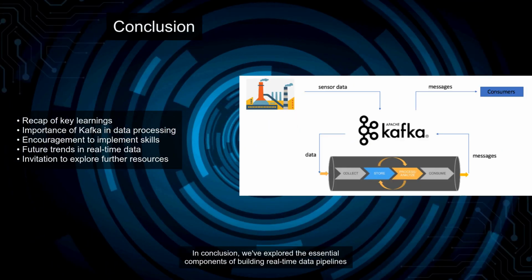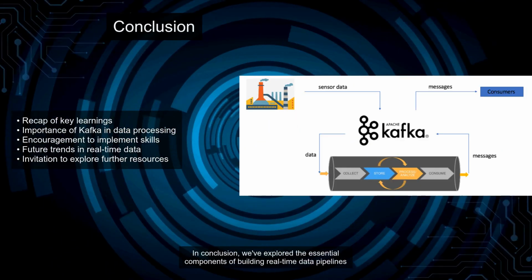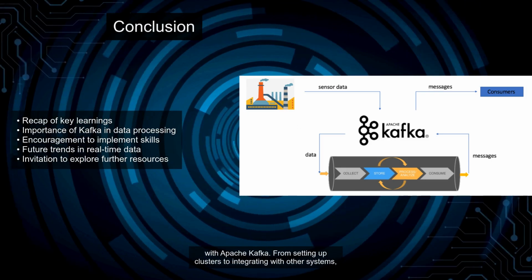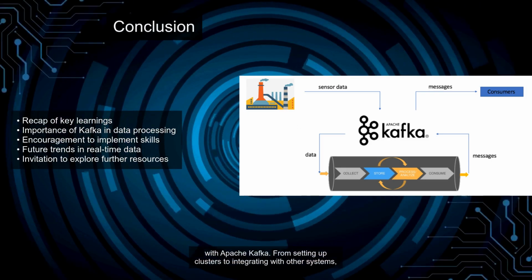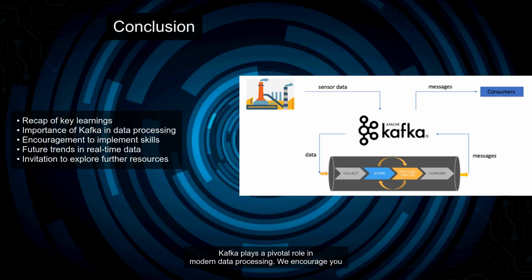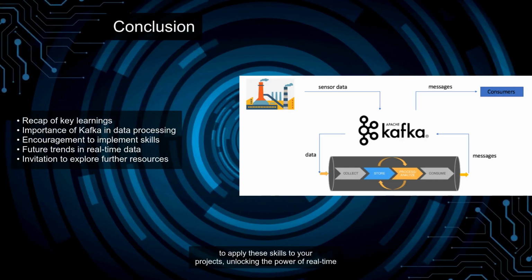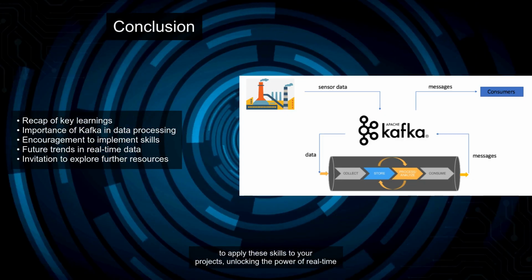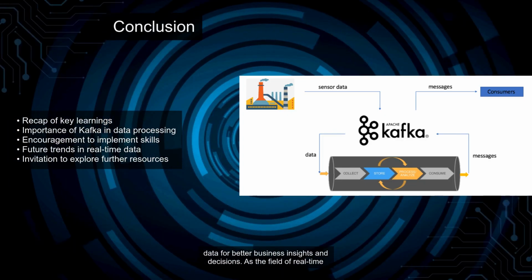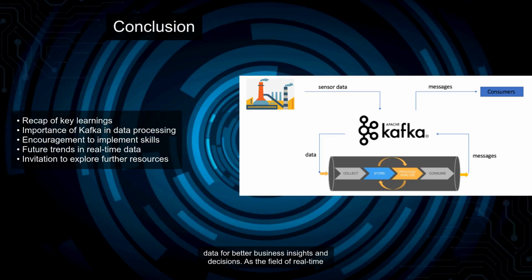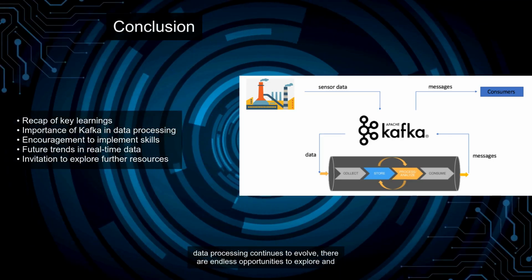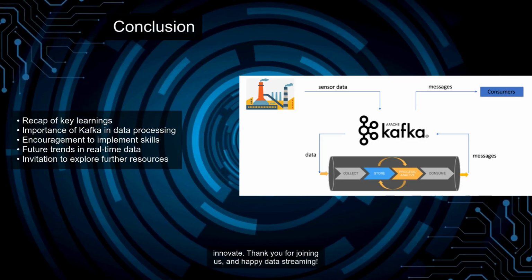In conclusion, we've explored the essential components of building real-time data pipelines with Apache Kafka. From setting up clusters to integrating with other systems, Kafka plays a pivotal role in modern data processing. We encourage you to apply these skills to your projects, unlocking the power of real-time data for better business insights and decisions. As the field of real-time data processing continues to evolve, there are endless opportunities to explore and innovate.